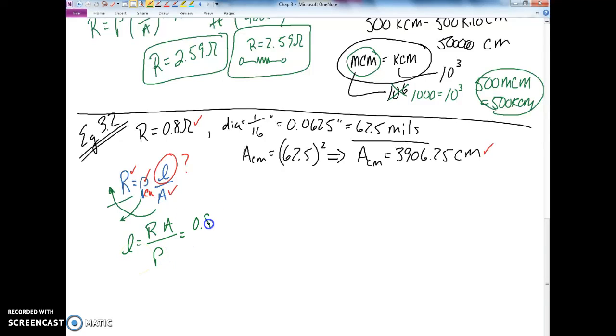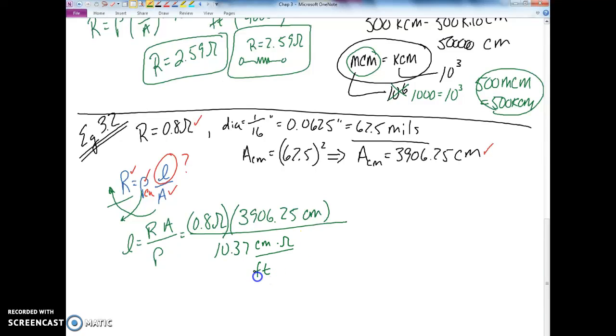And so, let's see if we do this right. 0.8 times the area. Let's go ahead and put units in there. Ohms. When I put units in, it always helps as a kind of a second check. Times the area in circular mils, 3906.25 circular mils, divided by rho, which for copper is 10.37, again circular mil ohms per foot. And circular mils cancel, ohms cancel. And I always set a denominator, and the denominator gives me a numerator, so my units go up there.